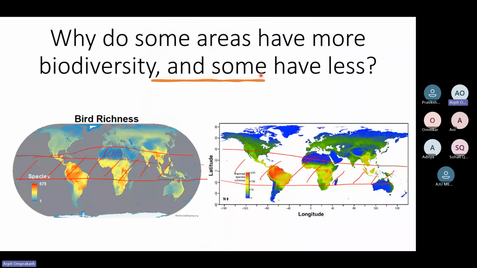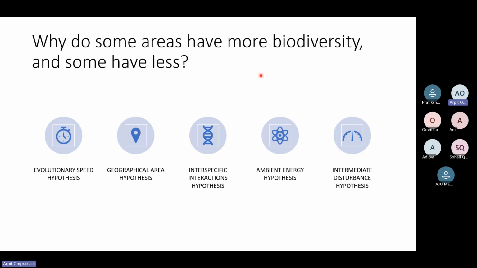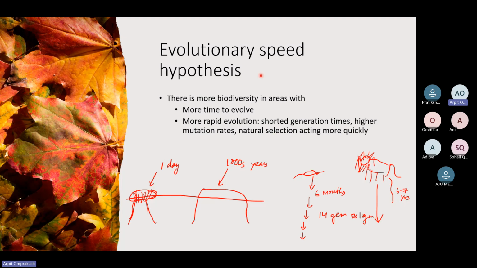Then the question arises, why do some areas have more diversity and some areas have less? You see that most of the diversity of, let's say, birds, mammals, or any other species that you take is mostly concentrated around the equator and not so much around the poles. So why do some areas have high biodiversity and some have less? We talked about different hypotheses. The evolutionary speed hypothesis says that there's more diversity in areas which have more time to evolve and which have more rapid evolution.